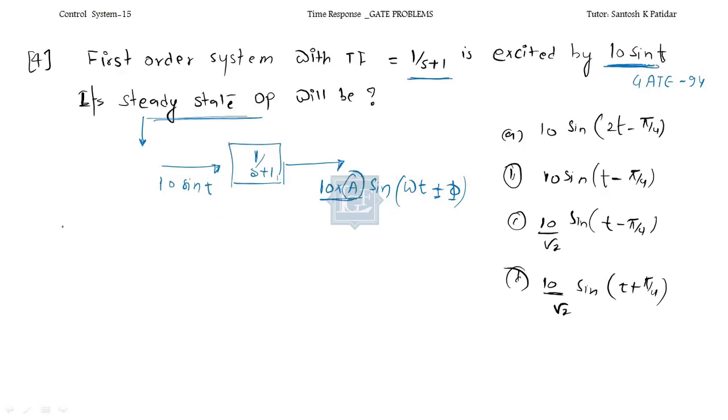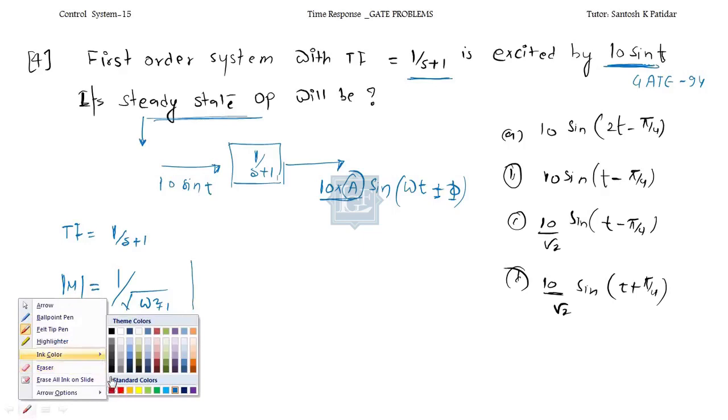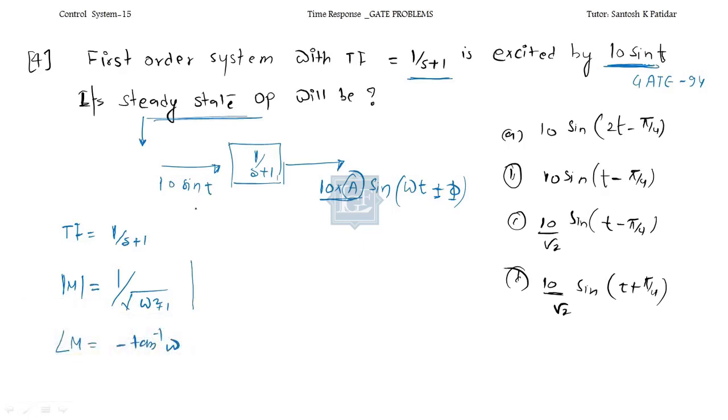For that I have to consider this transfer function, 1 by s plus 1. First I'll find the magnitude of the transfer function. The magnitude will be 1 by under root omega square plus 1, and the phase will be minus tan inverse omega. Now you have to find your M. Your omega is given over here, this is your omega equal to 1.